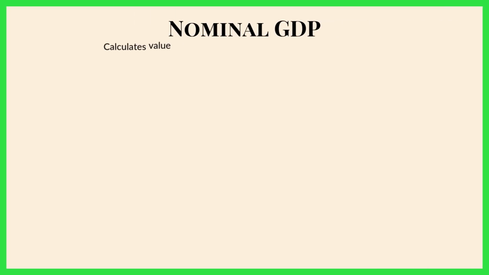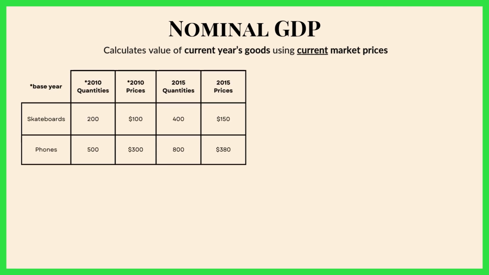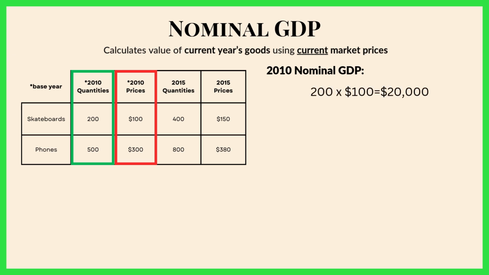Nominal GDP calculates the value of current year's goods using current market prices. In this economy, they produce skateboards and phones. Using this table, we will calculate the nominal GDP of 2010 and 2015. To figure out the nominal GDP of 2010, we will multiply 2010 quantities by 2010 prices. So 200 skateboards for $100 each gives us $20,000, and 500 phones for $300 each gives us $150,000.